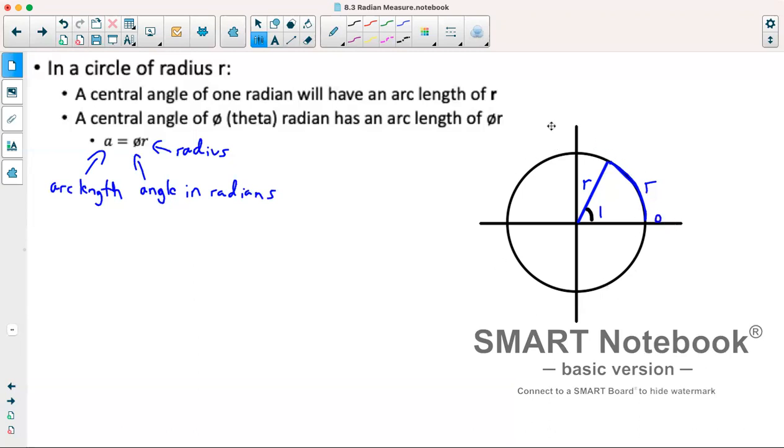Now, from math in earlier grades, we know that going all the way around a circle, that distance known as our circumference, is given by 2 pi r. So if our arc length is 2 pi r to go all the way around our circle, and our arc is equal to theta r, that means that going all the way around a circle is 2 pi radians. So if we go all the way around here, that gives us 2 pi. Now, halfway around would mean that this is pi. Half of that would be pi over 2. And this would be 3 pi over 2.